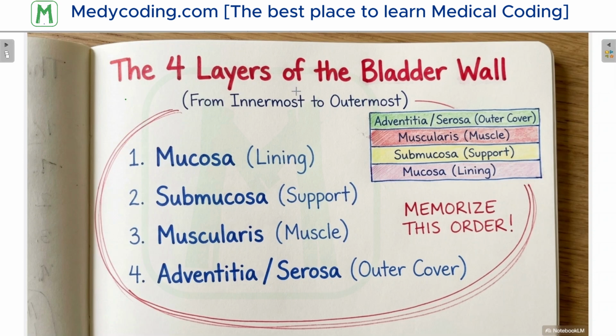Now let's discuss the layers of the bladder. So the bladder has 4 layers. The innermost layer is mucosa, and then submucosa, and the outermost layer is adventitia, or you can say serosa. The layer under the adventitia is muscularis. Okay, we will see each layer one by one.